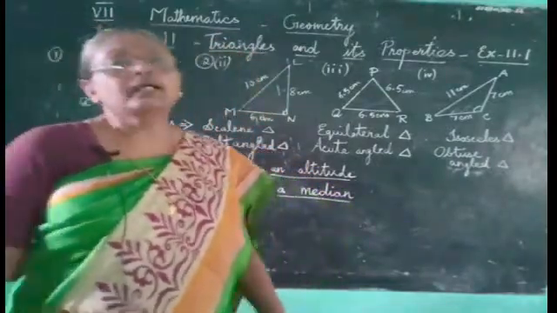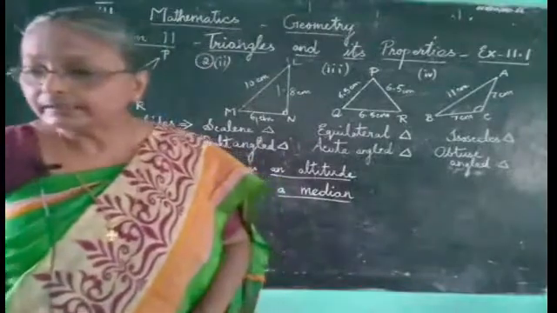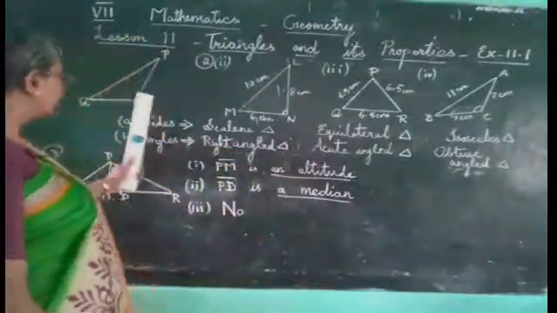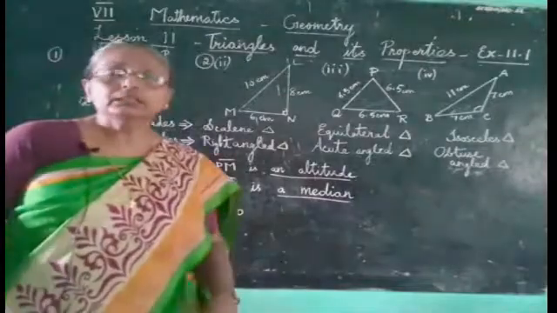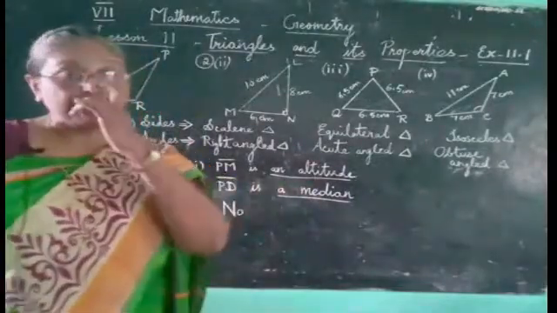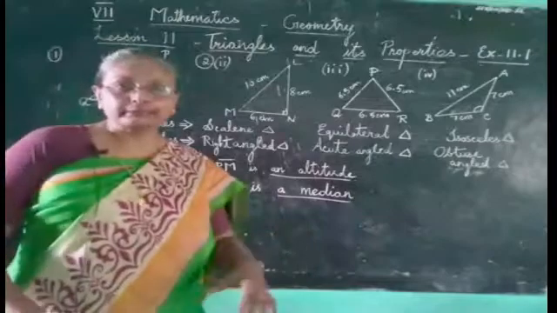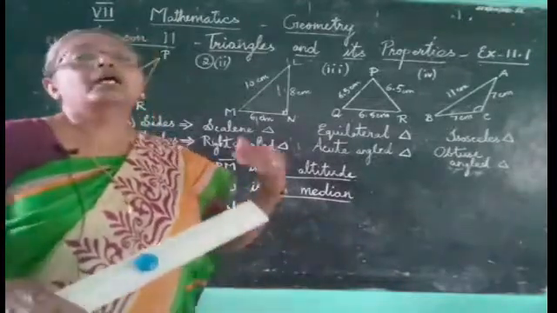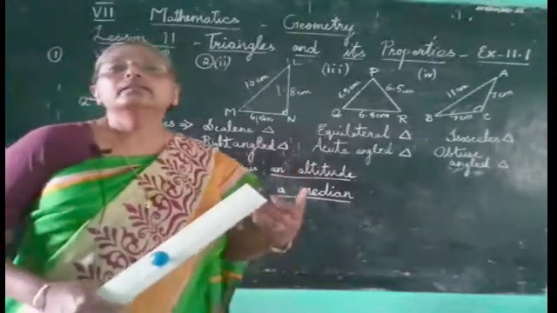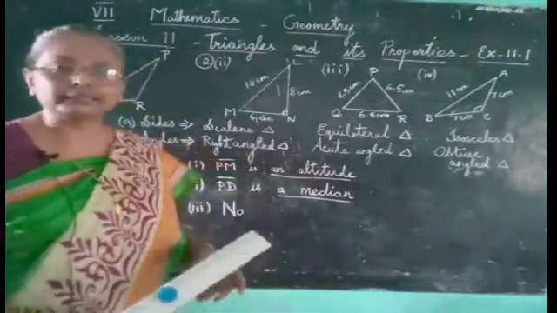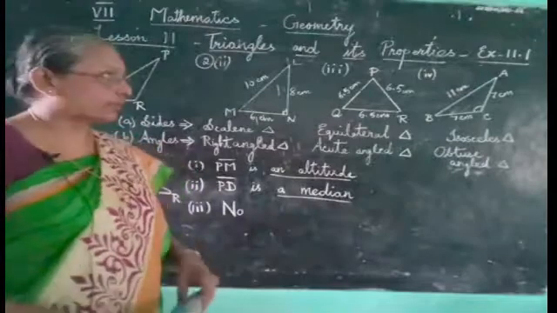So here the first question, you see there is a figure given. In this figure, PQR, it is a triangle. Now some questions are asked under that. Before going to the questions, I will just try to review the points that you have learned earlier by asking you a few questions. You can answer them by yourself.